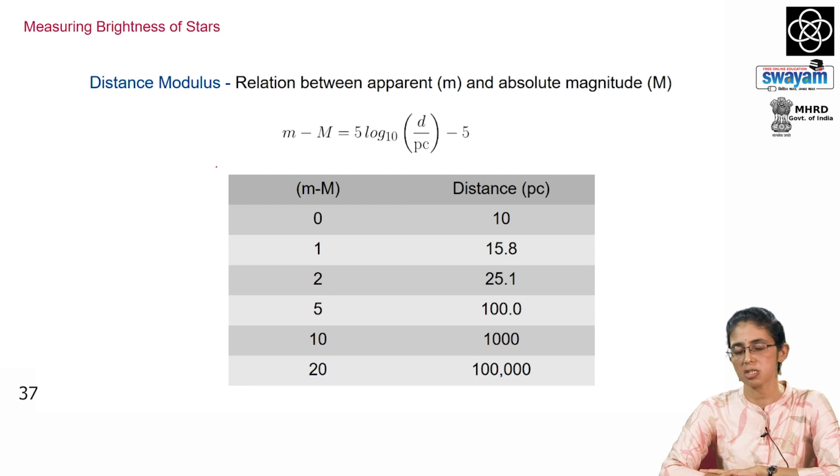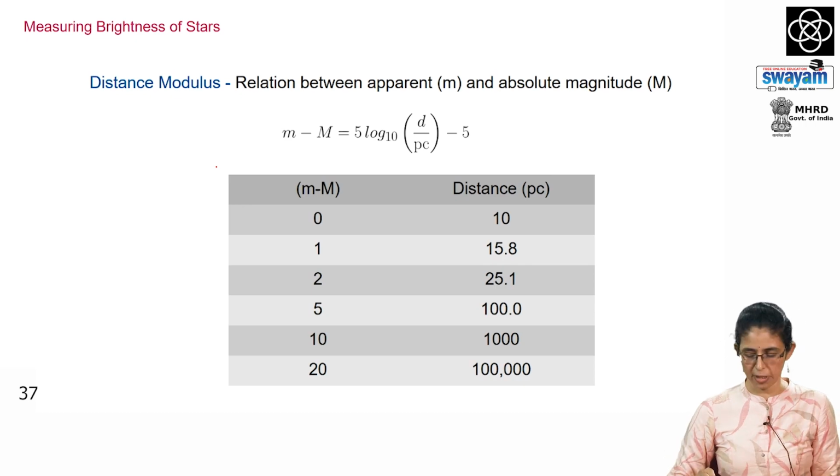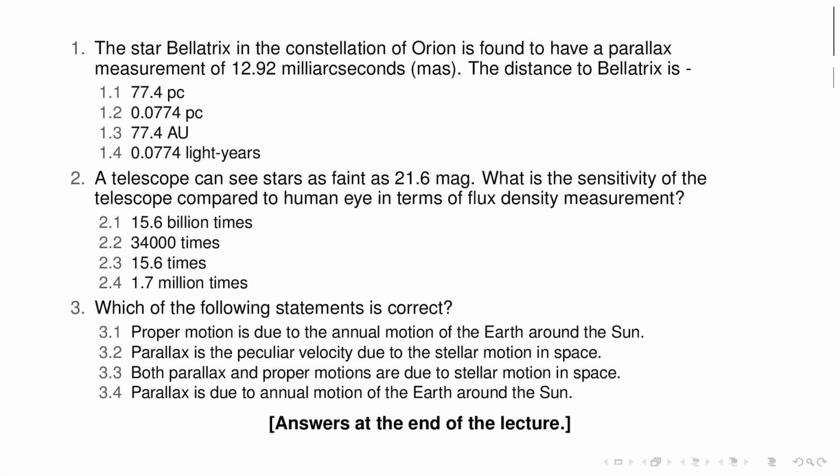For example, the distance modulus of 0 would mean the apparent and the absolute magnitude are the same, and therefore the distance is 10 parsec, and a distance modulus of 1 would correspond to around 15.8 parsec, and a distance modulus of 20 would correspond to around 100 kiloparsec.